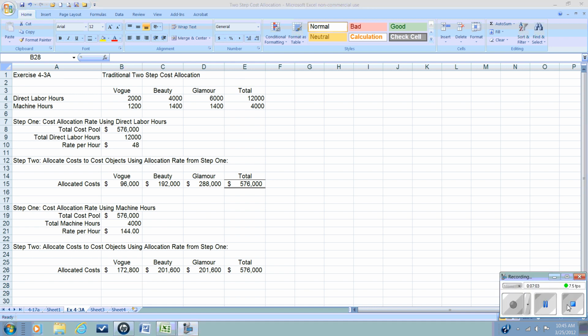And that's our two-step cost allocation method. Step one is to take our cost pool, divide it by the total activity for the cost driver to give us a rate per hour. Step two is to take the activity for the cost driver by our product or department, multiply it by our rate. Again, we do it all the way through, and at the end we sum them up to make sure that the total that we have allocated equals our cost pool.